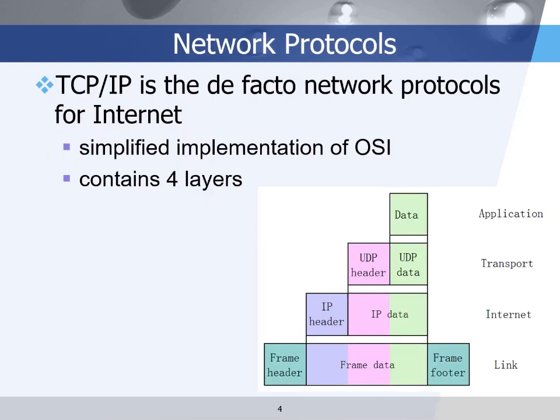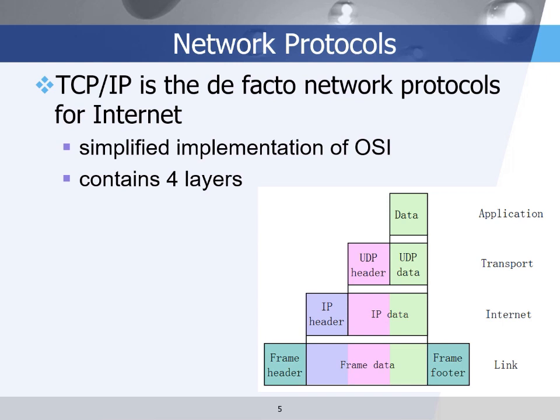So TCP/IP is the de facto network protocol for the Internet. It's a simplified implementation of the OSI reference model. It has 4 layers. The application layer provides the protocols so that a network application can communicate with another application, like email. You have the email client and the email server, so you have to use the email protocol to communicate between the client and the server.